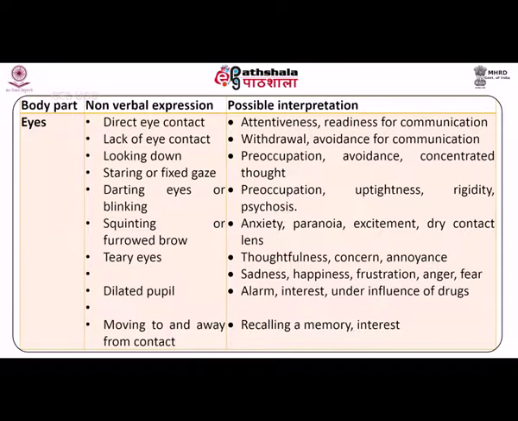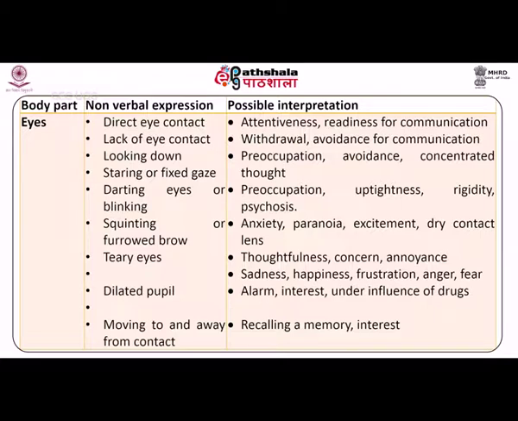A stared or fixed eye gaze can mean preoccupation, uptightness, rigidity, psychosis. Darting eyes or blinking could mean anxiety, paranoia, excitement, or dry contact lens. Squinting or furrowed brow can mean thoughtfulness, concern, or annoyance. Teary eyes could mean sadness, happiness, frustration, anger, or fear. A dilated pupil could mean alarm, interest, or being under the influence of drugs, and eyes which are moving to and away from contact could be recalling a memory or an interest.